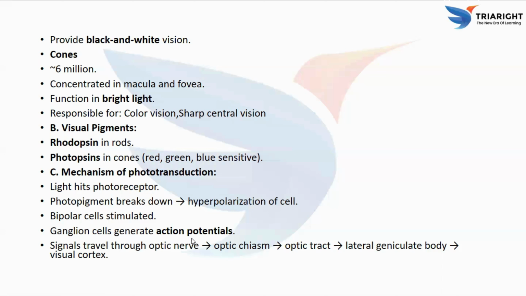And then the ganglion cells generate action potentials. The bipolar cells stimulate the ganglion cells. So this generates the true action potential. Ganglion cell axons form the optic nerve. What is the signal pathway to the brain? The light signal travels through the optic nerve, then the optic chiasm, the optic tract, then the lateral geniculate body, then the primary visual cortex. This pathway allows the brain to interpret shape, color, motion, and spatial orientation.